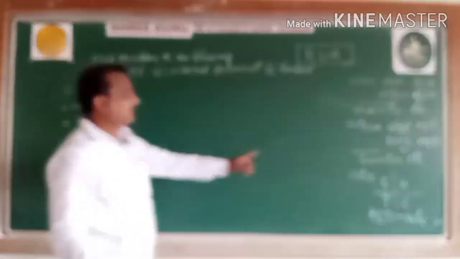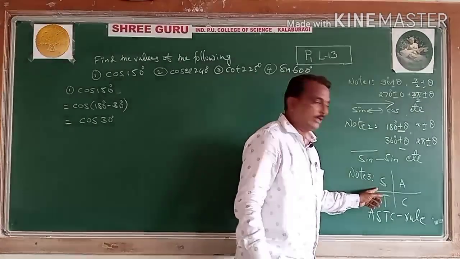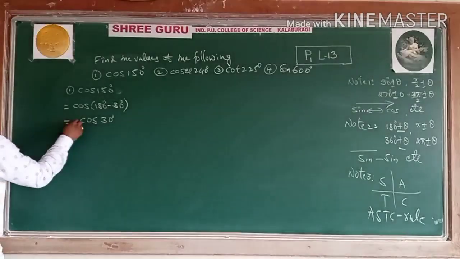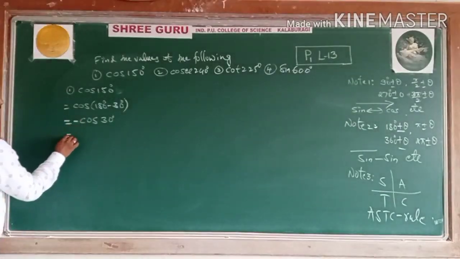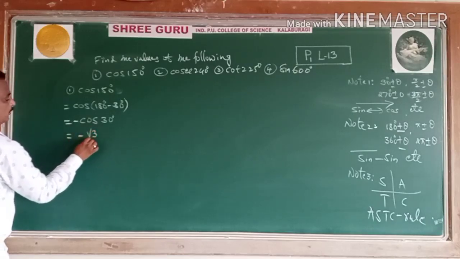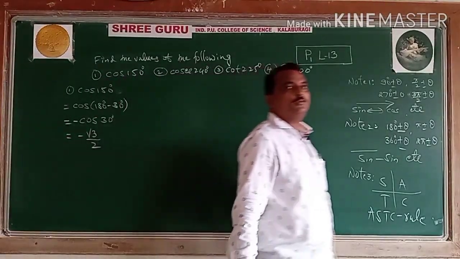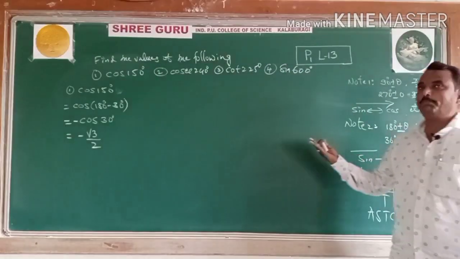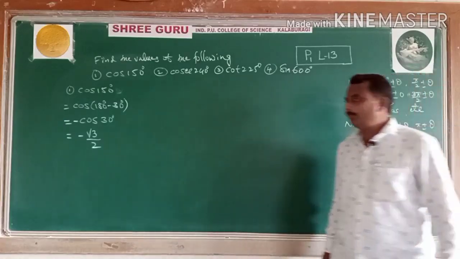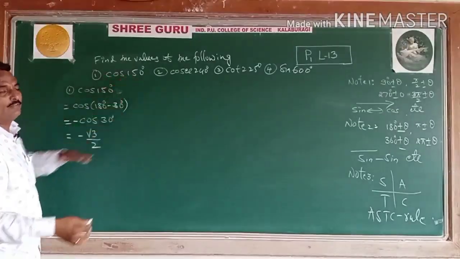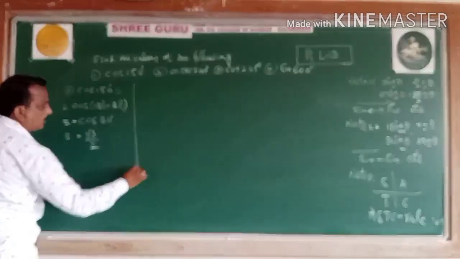In the second quadrant, what are positive? Sine and cosec are positive. This is cos. Is it positive or negative, students? Negative it is. What is the cos 30 degree value? Root 3 by 2. What is the answer? Minus root 3 by 2. So this is example number 1, students. It is very simple. You may calculate with 90 plus 60 also, in the same way.